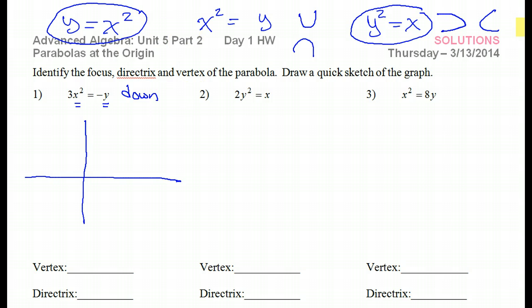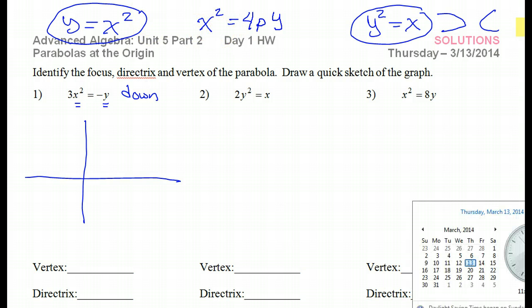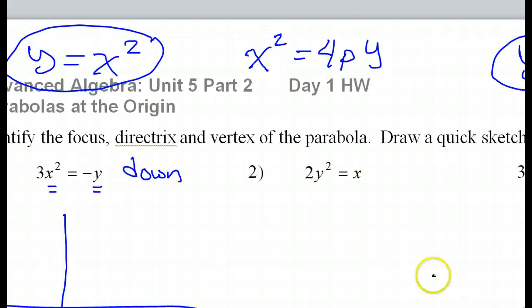Now, another thing that you need to understand: when you look at the model for a parabola, it's going to be x squared equals 4p times y. We have to get the x squared by itself. So let me zoom in a little bit. I need to divide both sides by 3. Get that out of there. So if I divide both sides by 3, put that little invisible 1 there, this will be like having x squared equals negative 1/3 y.